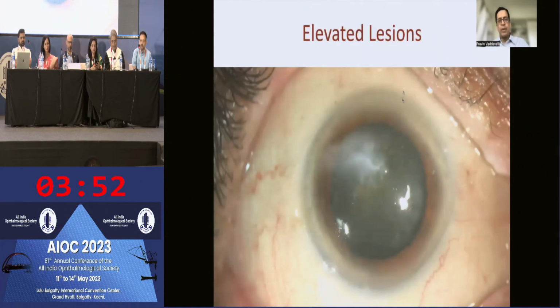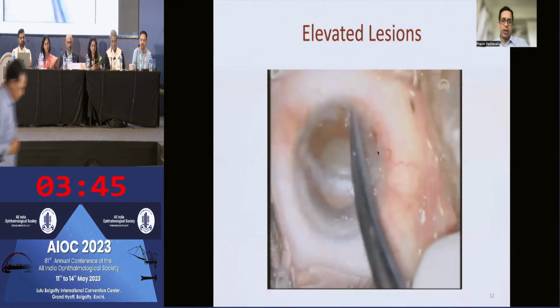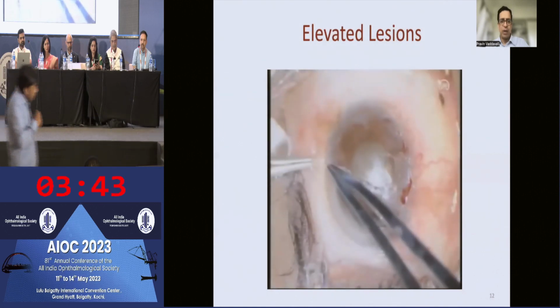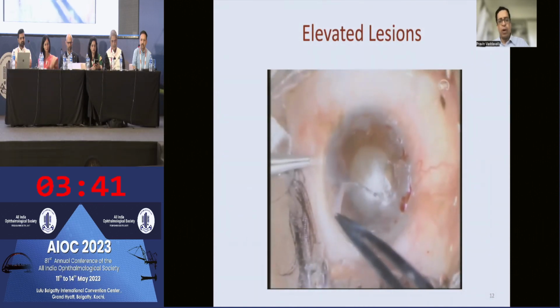Now compare that with elevated lesions on the surface of the eye. This is a patient who has a localized Salzmann nodular degeneration, and the ideal surgery for Salzmann is just to peel the lesion off the surface of the cornea.